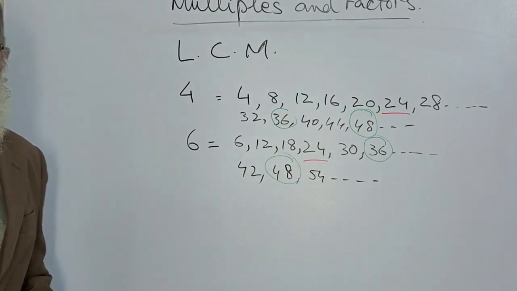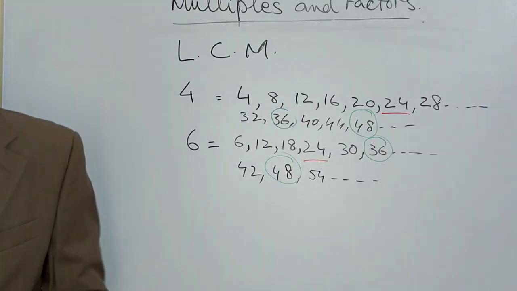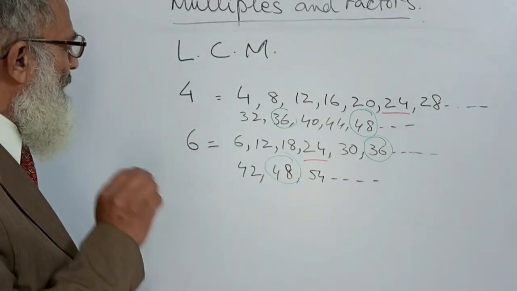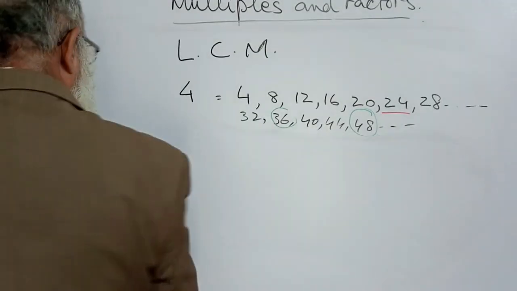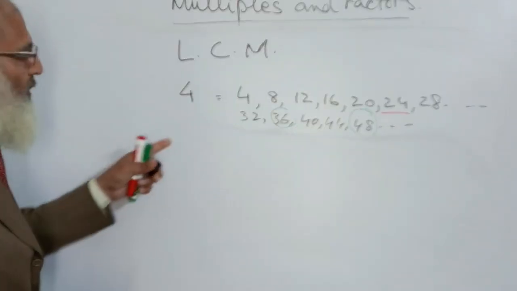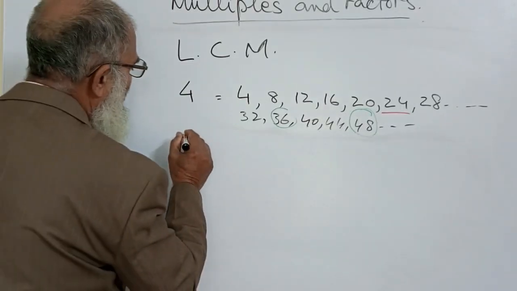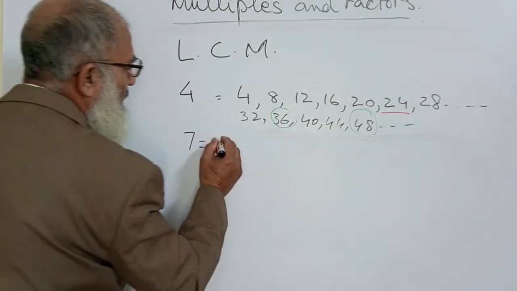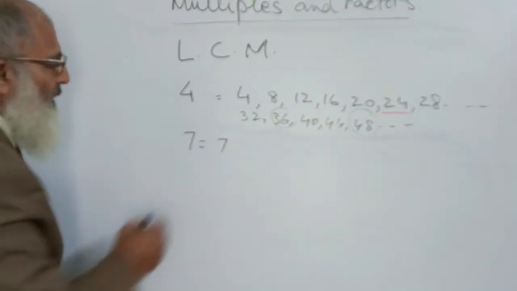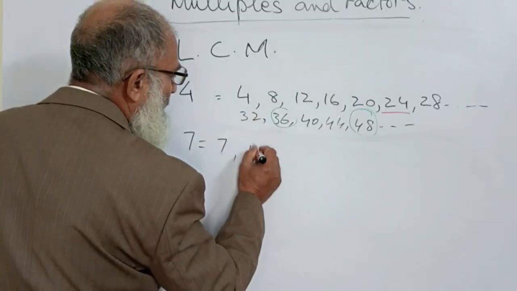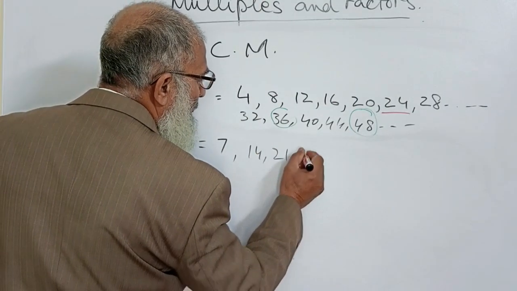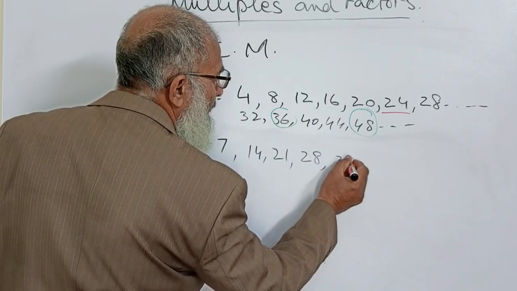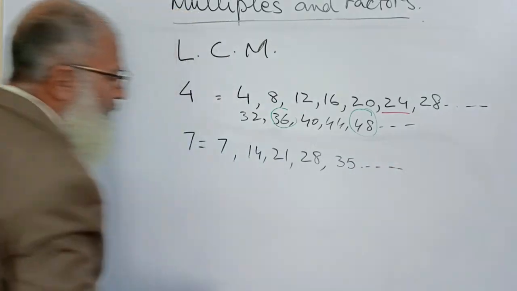So we proceed to our exercise now. But before we proceed, I will give you another example. Now, dear students, instead of 6, I will write here 7. And now let us find the multiples of 7. Of course, the first multiple is 7, then 14, then 21, then 28, and then 35, and so forth.